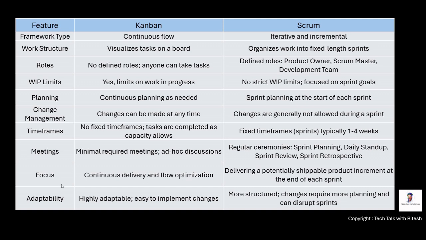all those ceremonies happen. Focus, continuous delivery and flow optimization is the focus of Kanban, whereas for Scrum, delivering a potentially shippable product, and we call it PSP, increment at the end of each sprint. And PSP is nothing but that product which we are building in 1 to 4 weeks of time. That itself is a component which can work individually, right? Adaptability, highly adaptable, easy to implement changes, and Scrum is more structured. Changes require more planning and can disrupt sprints if there is anything which is coming in between.